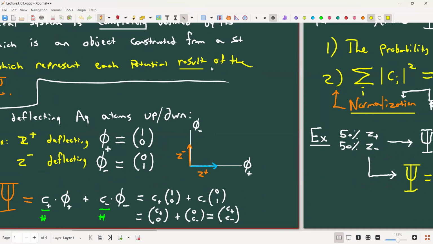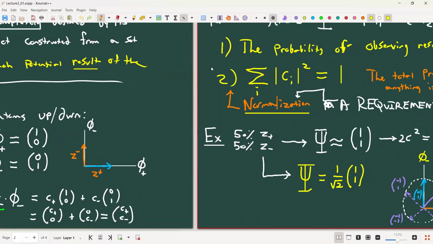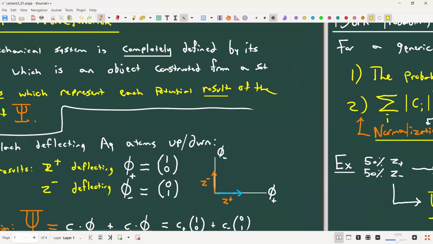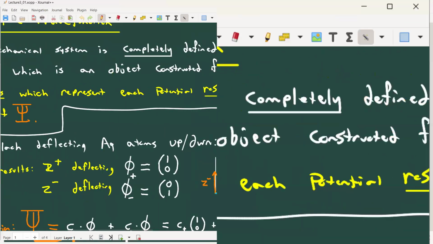Okay. The numbers on the coefficients have something to do with the probability. We showed that the probability of observing a given result is its coefficient squared. And the sum of all the coefficients squared has to be 1 because that's the probability of anything happening. That's what we call normalization. So I'm just summarizing an hour's worth of work into one slide.